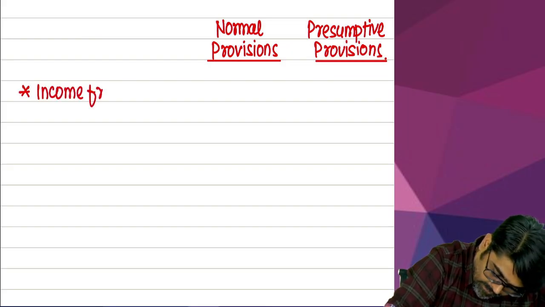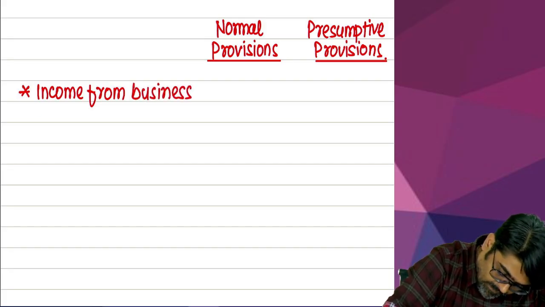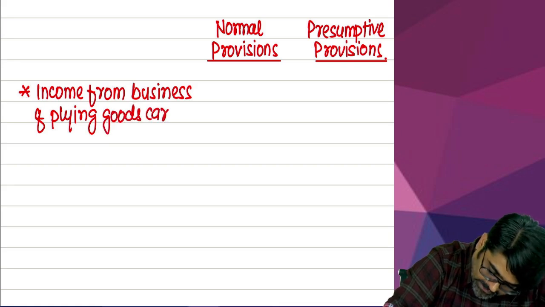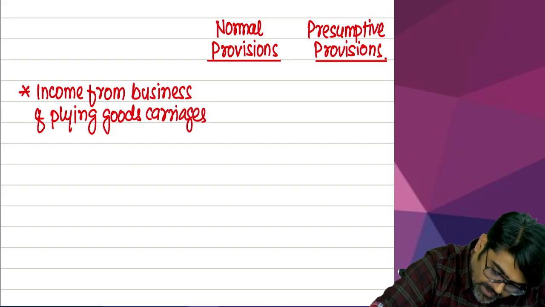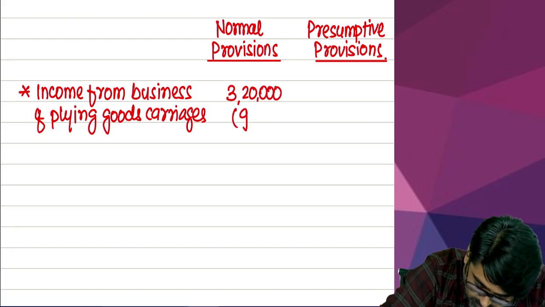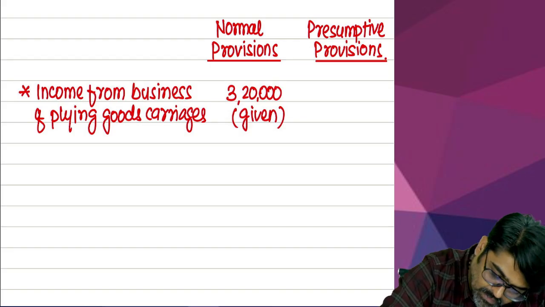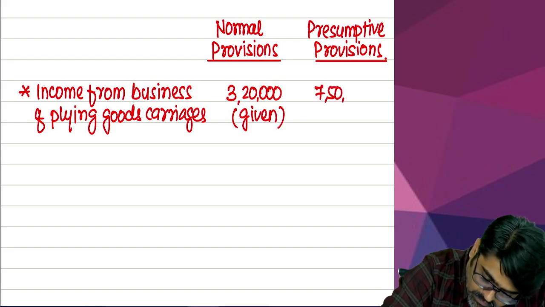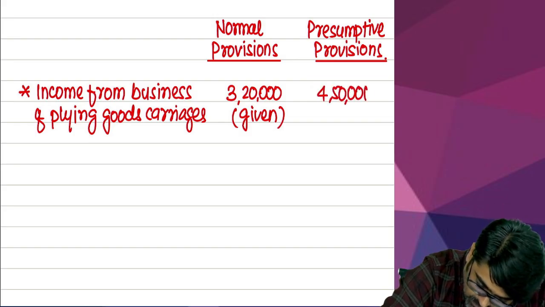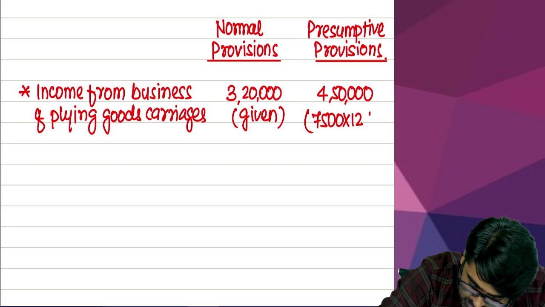Income from business of plying goods carriages. Tell me how much? 3 lakh 20,000 under the normal provisions. Yes or no? This is given. And under the presumptive provision it was 4,50,000, no? 4,50,000, no? How did you calculate? It was given? No. 7,500 into 12 into 5 vehicles.